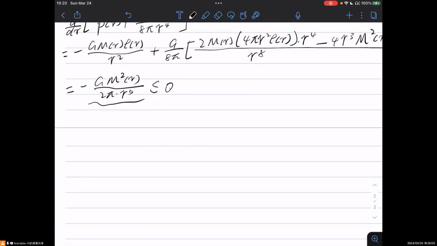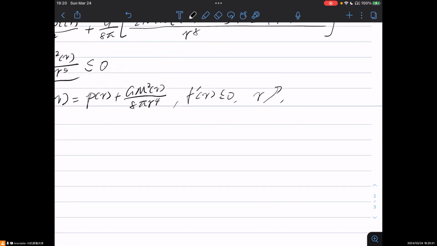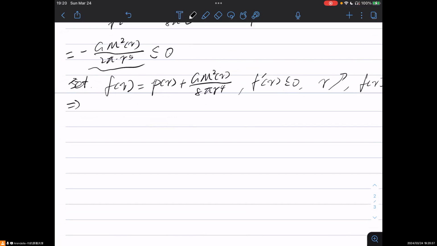So if we set a function f(r) equals P(r) minus G m squared over 8 pi times the fourth power of r, we know that this whole derivative is non-positive, which means when r increases, the value of the function f(r) decreases. And we obtain that f(0) is larger than f(R). Capital R means the nominal stellar radius.